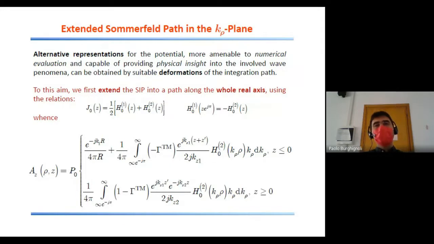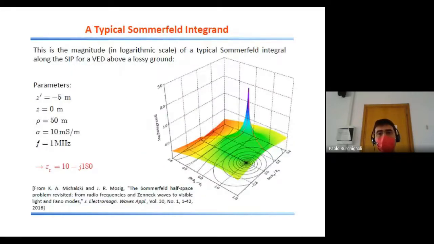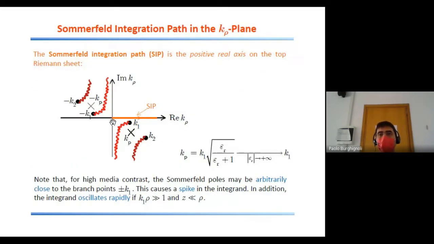Let us now consider some alternative representation for the potential, which can be useful for having a more effective numerical evaluation of the integrals, but also in order to provide some physical insight into the kind of waves that are involved. In order to obtain these alternative representations, what we will do is to deform the integration path. But preliminarily, one useful thing is to extend the Sommerfeld integration path into a path along the whole real axis. Remind that the Sommerfeld integration path originally runs from the origin throughout the entire positive real axis. We wish to extend this to the entire real axis, so also including the negative part of the real axis.